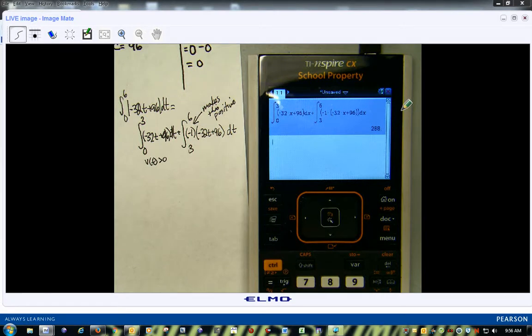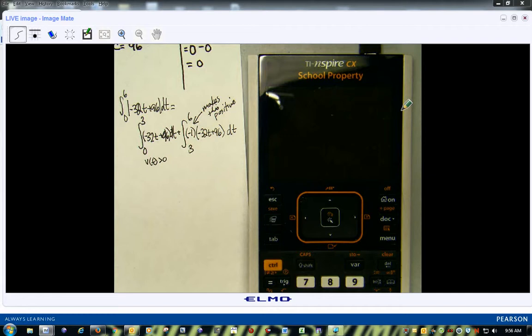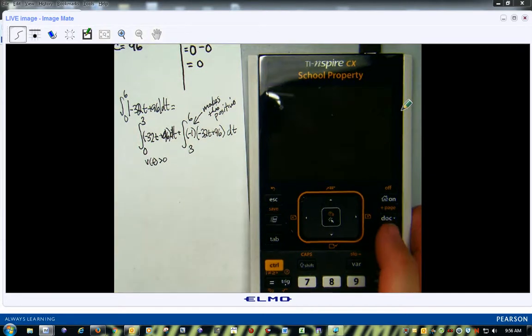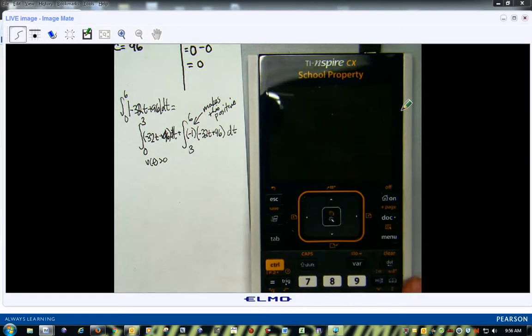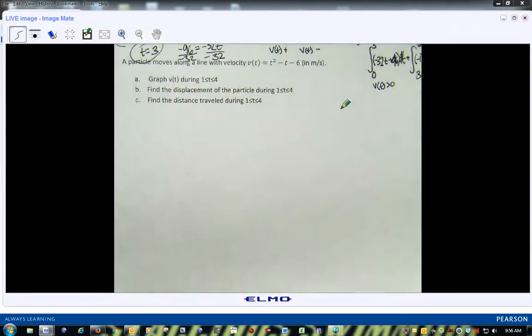Alright, I want you to try the second one. A particle moves along a line with a velocity of t squared minus t minus 6. I'll give you some time to work on that. It asks for the graph. You can use your calculator for that if you like. Then find the displacement of the particle, and then find the distance traveled. I'll be honest, it's basically doing the same thing that we did above. Now you get to do it by yourself to see if you can figure it out.